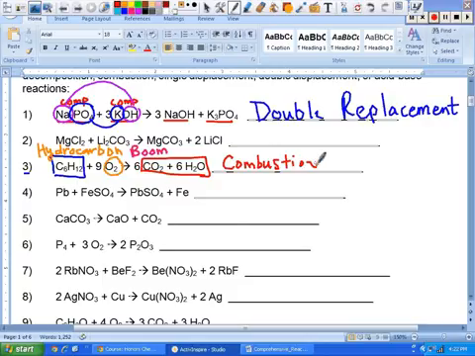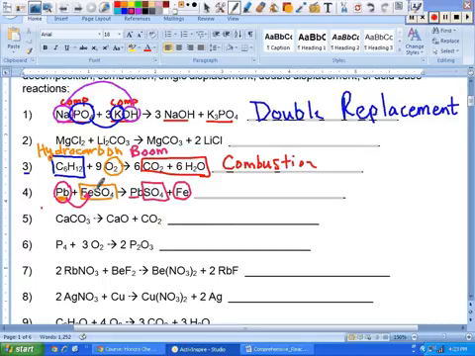Number 4, you have one single individual atom, and then you have a compound. And what's happening here is that this lead is trying to replace this Fe. And you see it does. The lead is now with the sulfate kicking Fe out by itself. So this is the single replacement reaction.